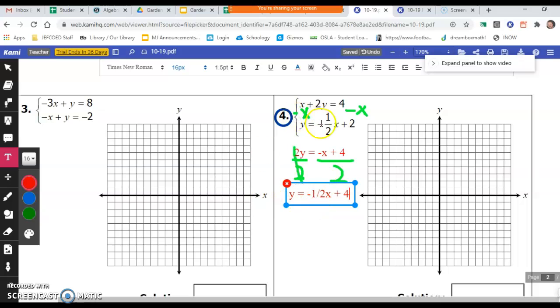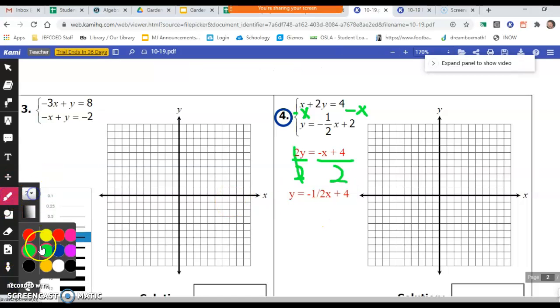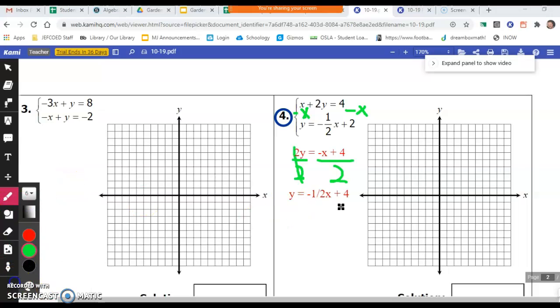Okay? Now we're going to graph this one, and we're going to go back and graph the second equation. All right, so let's quickly graph this equation. So, all right, let's go back real quick and make a correction. 4 divided by 2 should be, that's bad, 2.